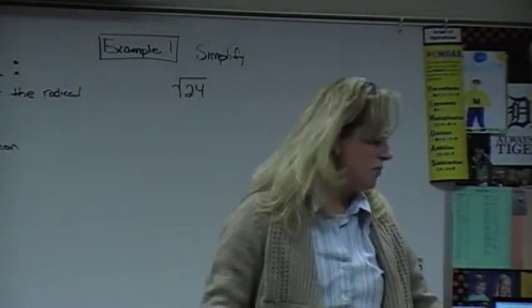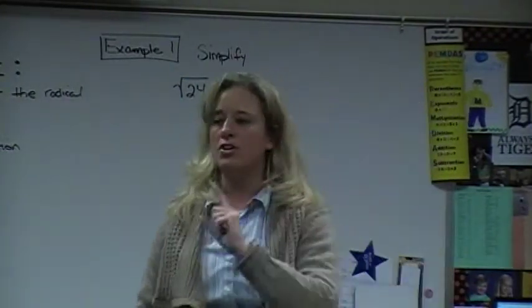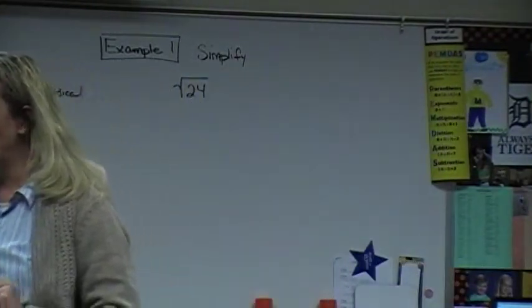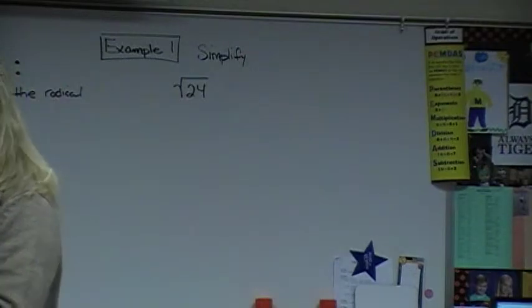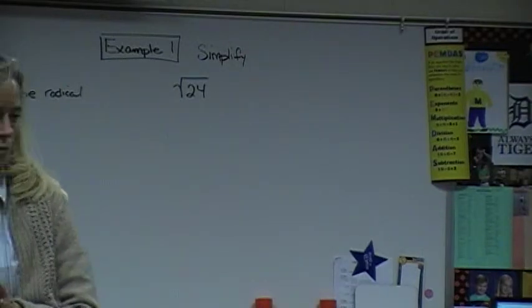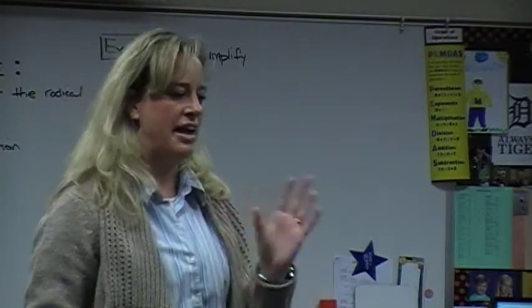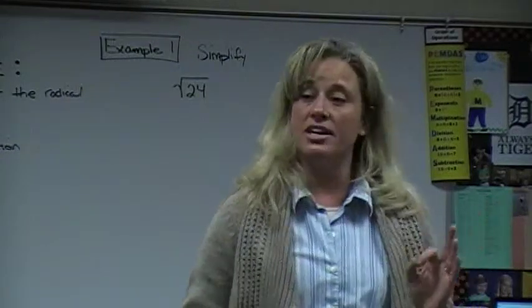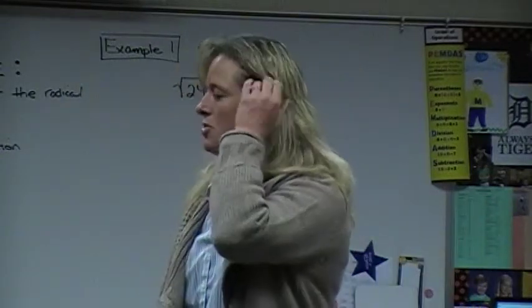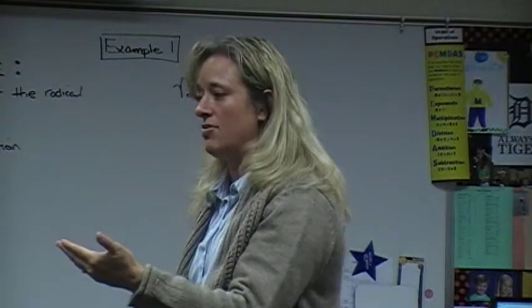I want you to ask yourself, is 24 a perfect square? No, because when you take the square root of 24, you don't get a whole number. So we know we can't simplify it yet as a perfect square, but we can still look to simplify it.